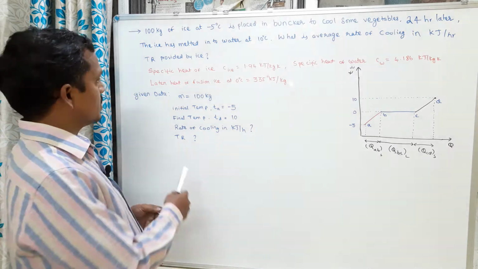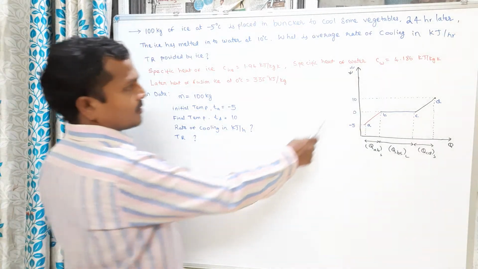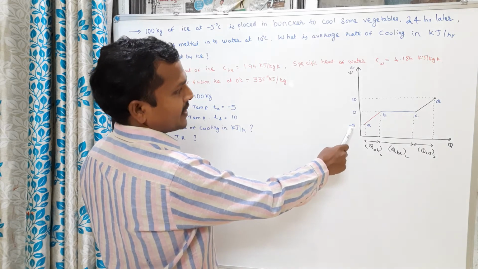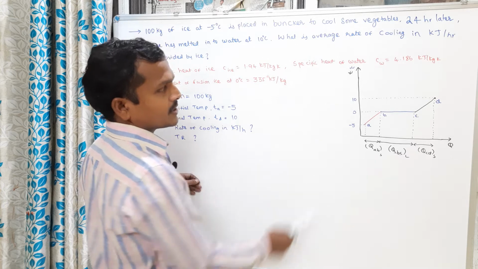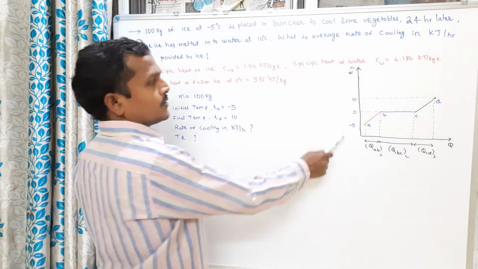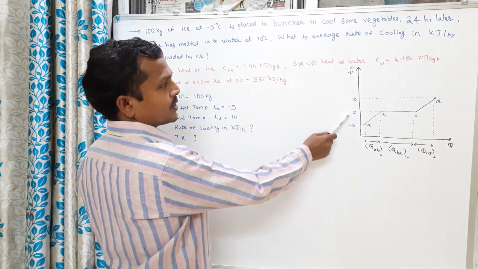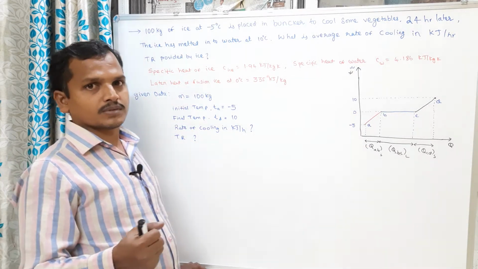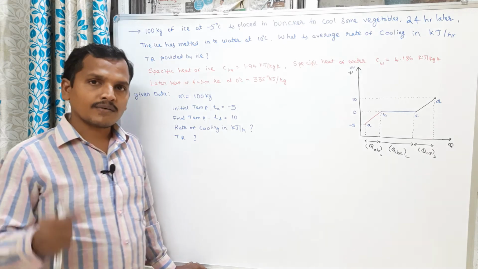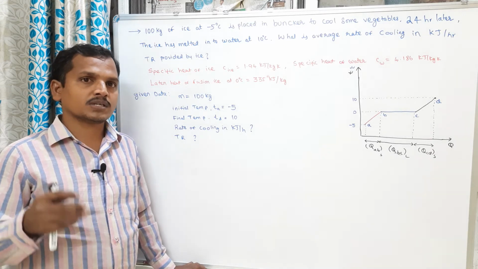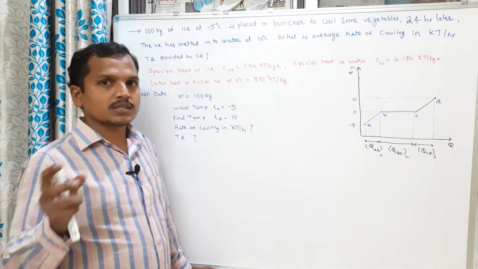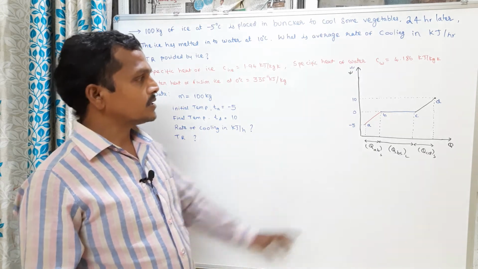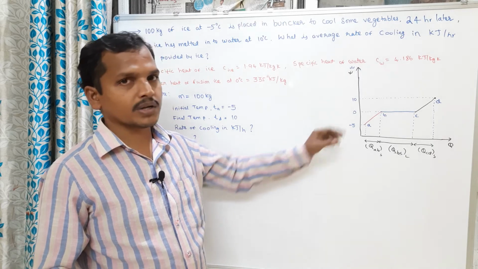So see this plot. The initial temperature of ice is minus 5 degrees centigrade. The final temperature is 10 degrees centigrade. So from minus 5 to 0 degrees centigrade, that is A to B, this is the sensible heat absorption from the vegetables. Sensible heat is added to the ice, with the change in temperature from minus 5 to 0 degrees centigrade.